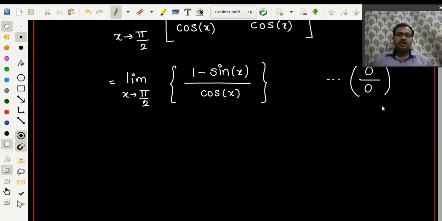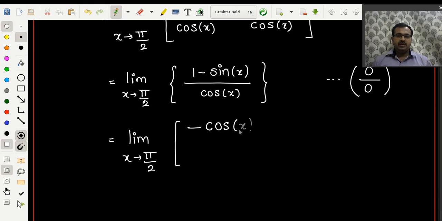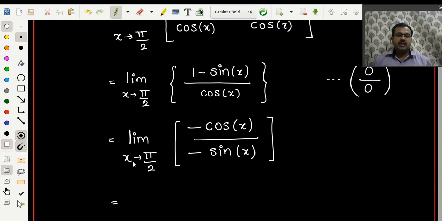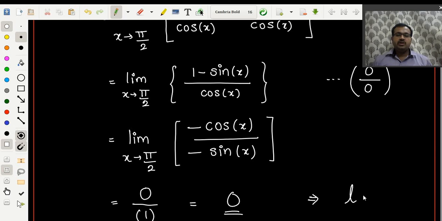Now we can apply the L'Hopital rule here. By applying the L'Hopital rule, we take the derivative of the numerator in the numerator, so the derivative of 1 minus sin x will be minus cos x, and the derivative of cos x is minus sin x. Now we substitute the limit, as x tends to pi by 2, cos pi by 2 is 0 in the numerator and sin pi by 2 is 1 in the denominator, so this value is equal to 0. So the conclusion is the required limit is 0.